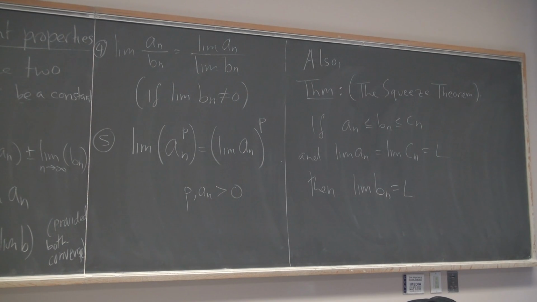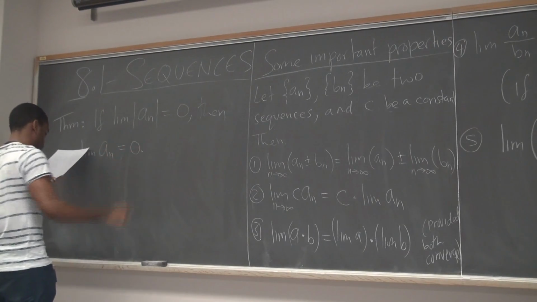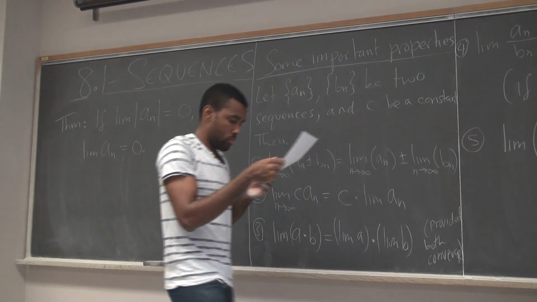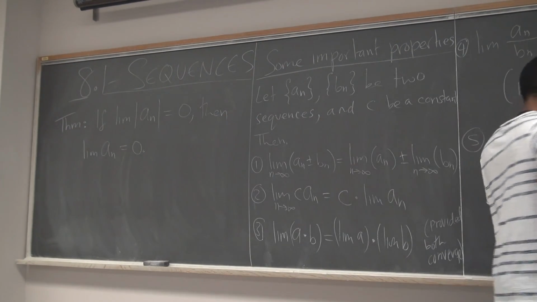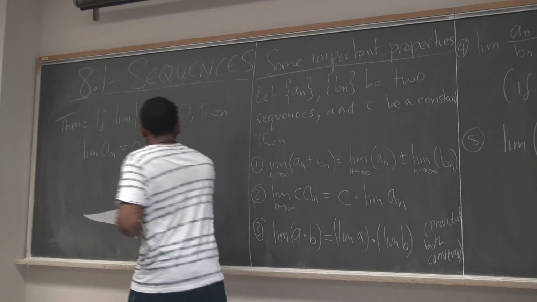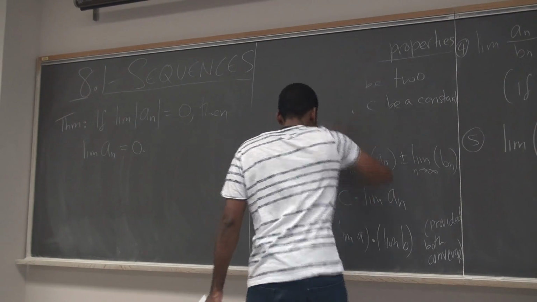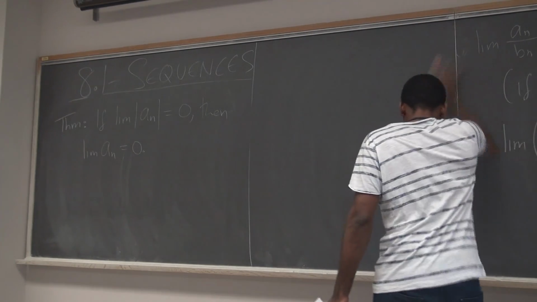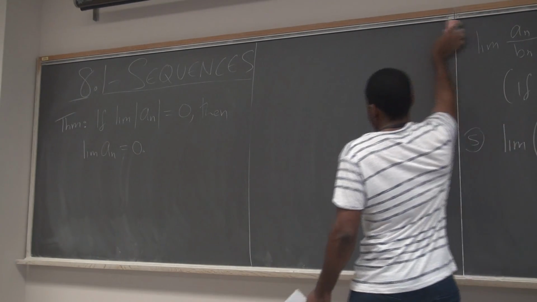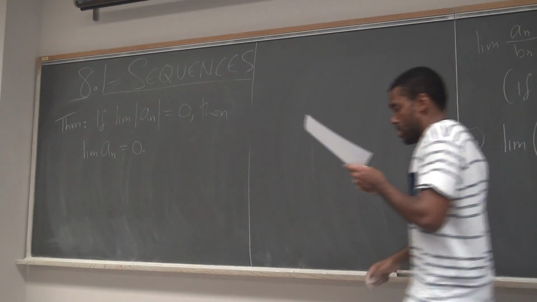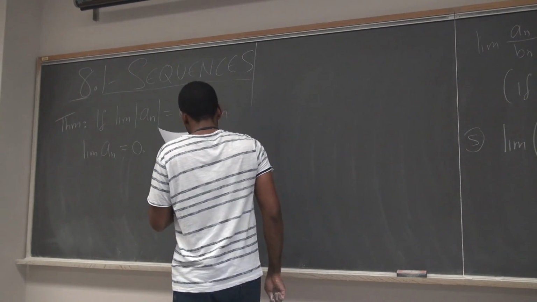If the limit of the absolute value goes to 0, then the limit of the original must go to 0. There's one relationship that I want you to know about. Sequences are important, but I'm really telling you most of this stuff because we're going to use it later for series. That's our main concern here.